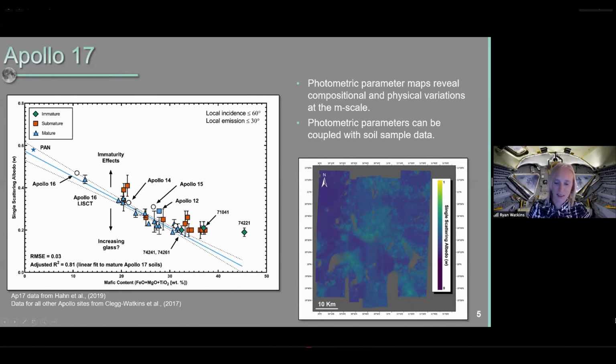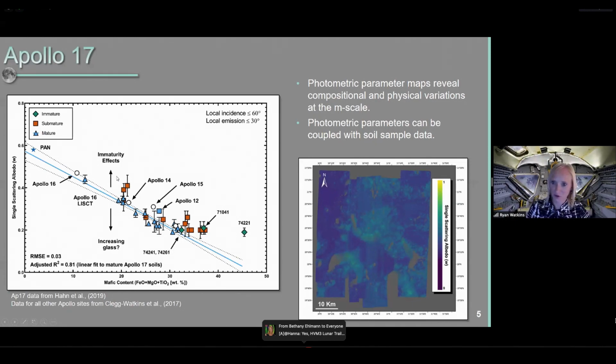What Tim Hahn did is he took images at the Apollo 17 site, created this parameter map, and then correlated over, I think, 30 plus sample stations worth of data with the single scattering albedo. This plot is the single scattering albedo as a function of mafic mineralogy, so FeO plus MgO plus TiO2. The blue line is a linear correlation to the mature Apollo 17 samples. You can see there's a pretty good fit between mafic content and single scattering albedo.